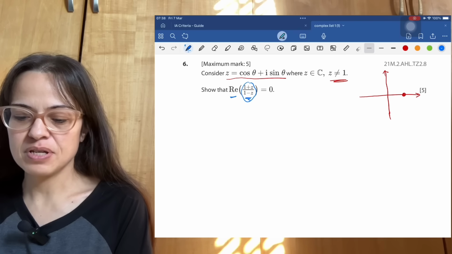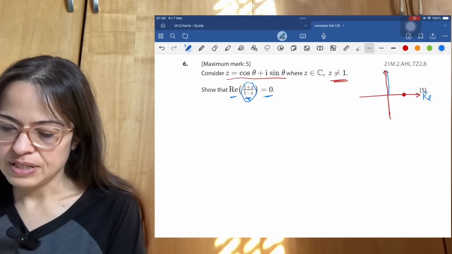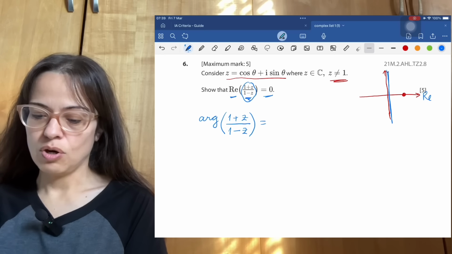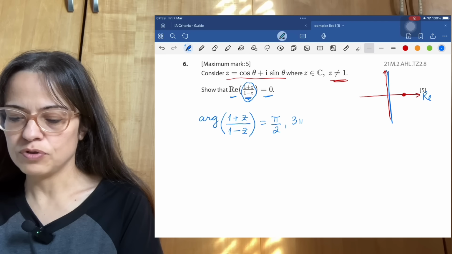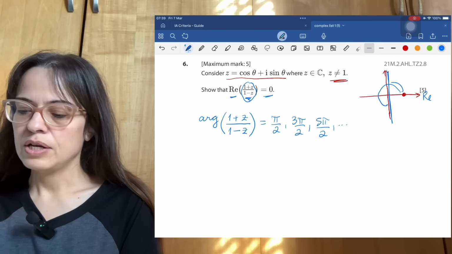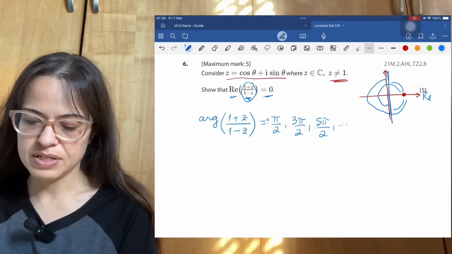So the real part of somebody is equal to 0 when the number is in this vertical line. So what we know about the argument of this complex number is that it has to be pi over 2 or 3 pi over 2, the same ones that we were working with in the other question that wanted real part equal to 0. So it's this angle or this angle and so on, but it can also be the other way around. So I'm going to put plus and minus here.